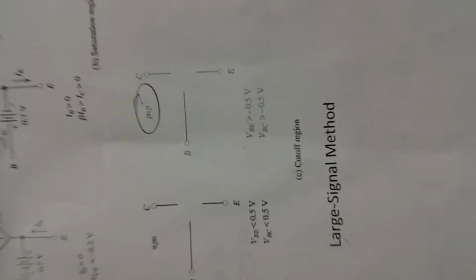So what I like to do is I like to use the cutoff region. Once I'm done with the cutoff region, it's really easy to try to do the active or the saturation region. And I think the cutoff region is probably one of the easier ones to do because you guys can clearly see the cutoff region acts as an open. As you can see, for the PNP, CB, BE, and VE are all disconnected.